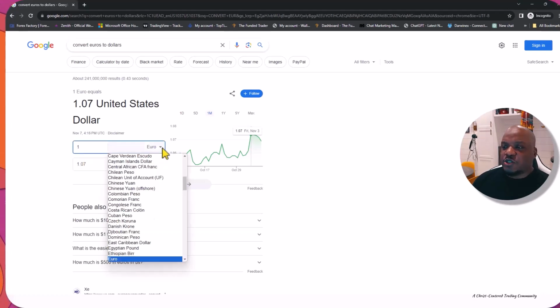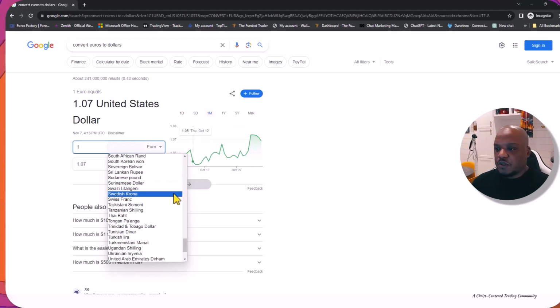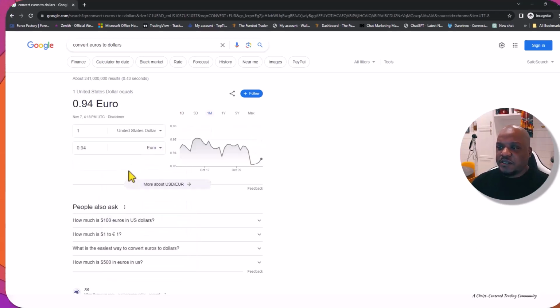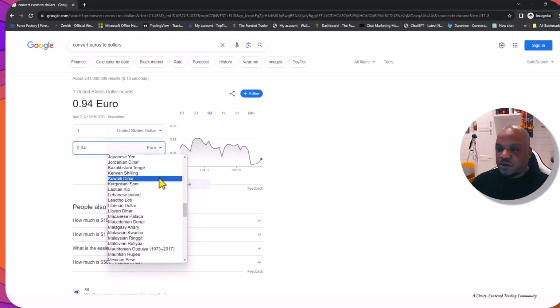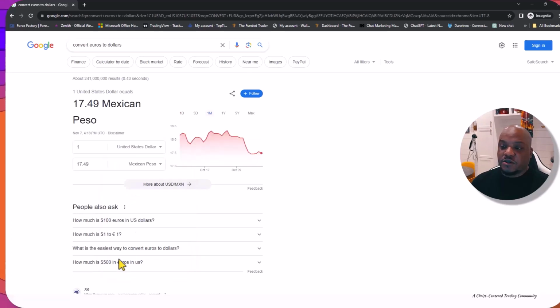Let's say I was traveling. Let's say I lived in the United States. So let me type in the United States, and I wanted to go to Mexico. And so their national currency is the Mexican peso. So for every dollar that I have of United States dollars, I would get 17.49 Mexican pesos.